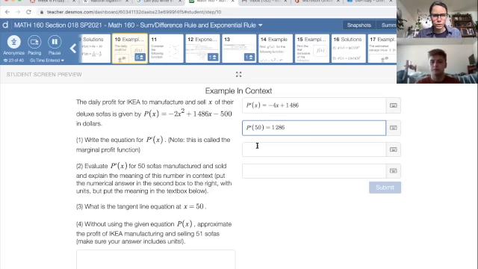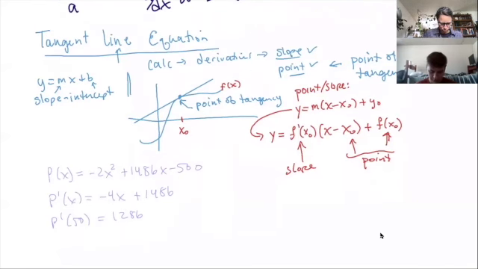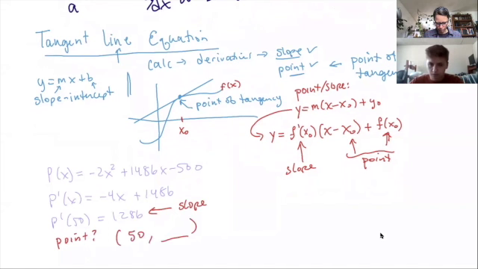Okay, so 3 says, what is the tangent line equation at 50? Okay, so here's my slope, which I need to have for a line. Now I need to have a point. So I already have the input. The input's going to be 50, but I don't know what the output is. That would be P of 50. So I have to compute that. So I need to take -2 times 50 squared plus 1486 times 50 minus 500.